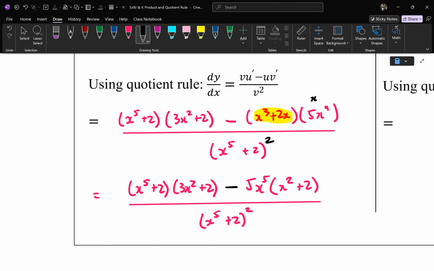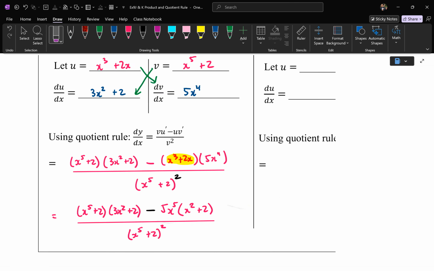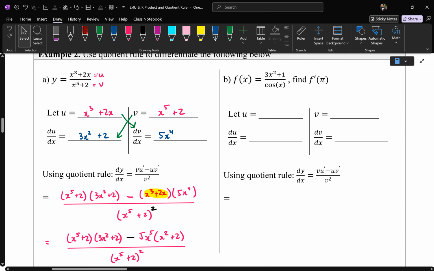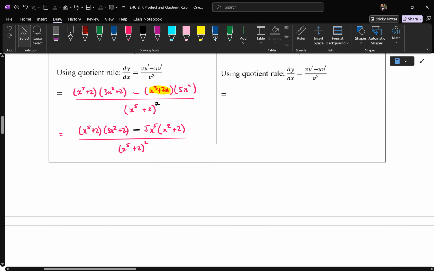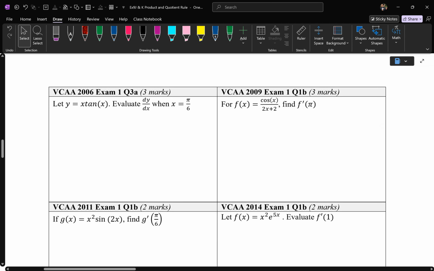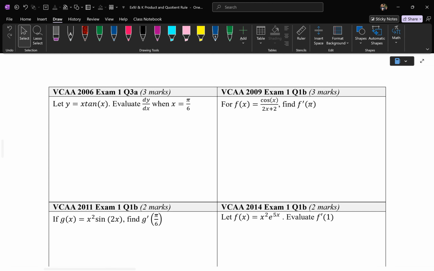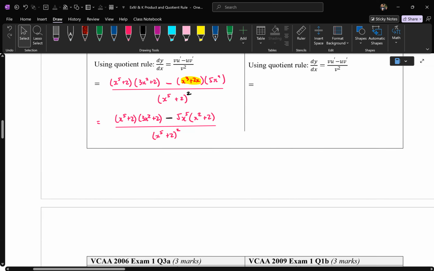Let's pause the video. That's it for my lesson, but that's your last example. On the back of the page are some VCAA type examples so that you can see what 3 marks or 2 marks kind of looks like. It is expected that when you do them, eventually it's just one step to apply the product rule, and then the second step to get your evaluated value.